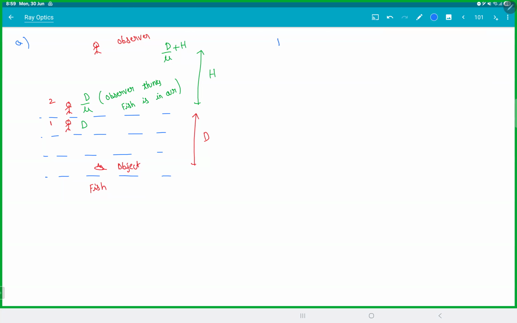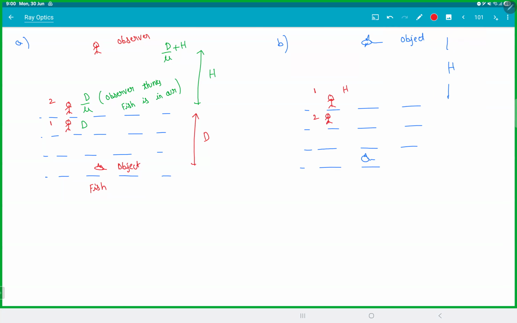Now, what about the other thing? The same thing, now reverse. The fish is looking at the bird. So this is the object. Again, same story. Put a person on the water surface. He is asking where is the bird. He will say H. Now, if you bring him into the water, now there will be a refraction.